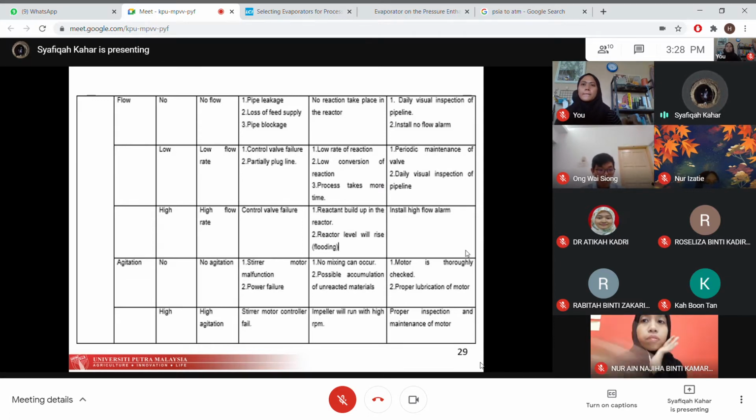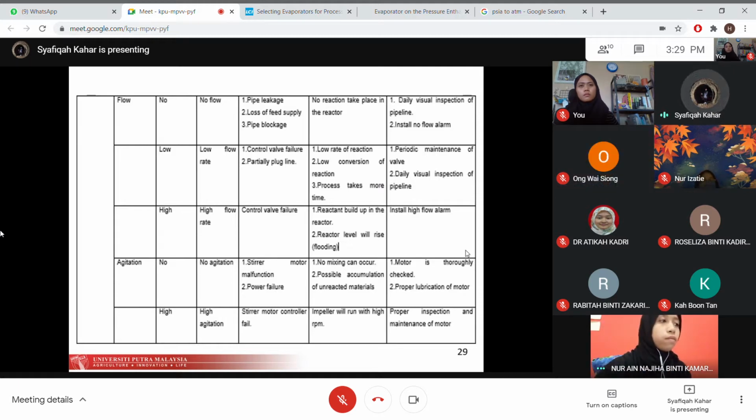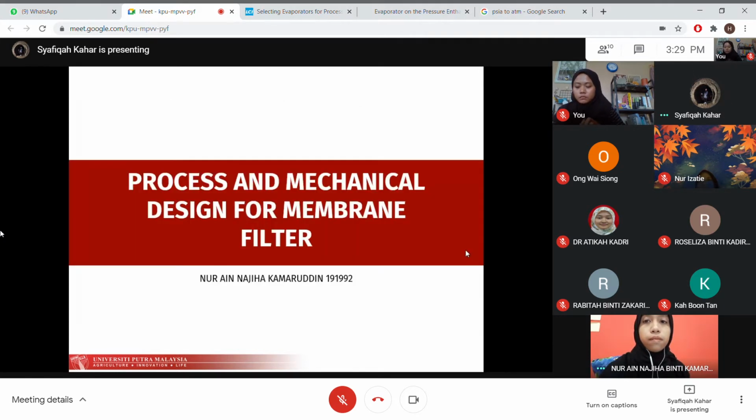Okay, next one is the agitation. When there is no agitation, there may be a malfunction of the stirrer motor. There will be no mixing process, and then there will be possible accumulation of unreacted materials. So the control action is that the motor has to be thoroughly checked, and proper lubrication of the motor may be applied. And then for high agitation, this may be because of the stirrer motor, which will make the impeller run at high RPM. Then the control action is proper inspection and maintenance. Okay, that's all from me.